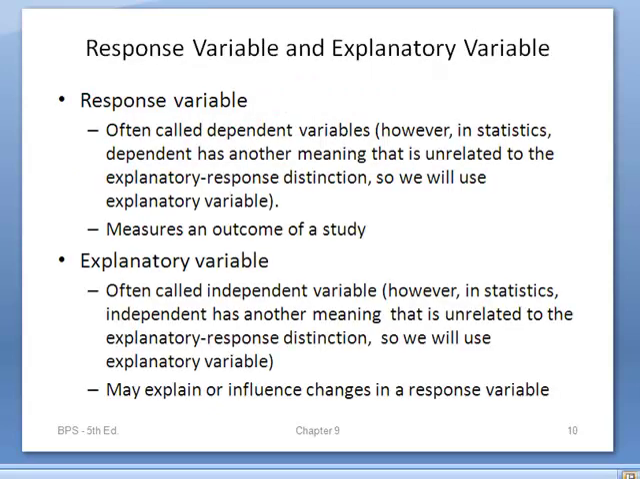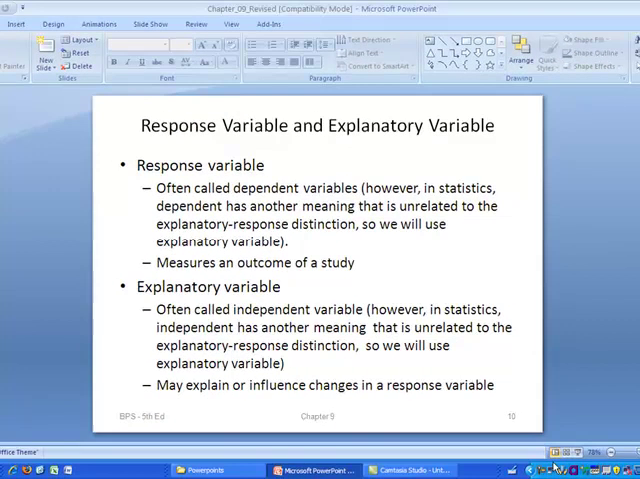Response variable: when you learned this in other experiments in high school, they talked about a dependent variable, but since dependent means something else in statistics, we're just going to call that the response variable. The explanatory variable is what you're used to hearing being called the independent variable.